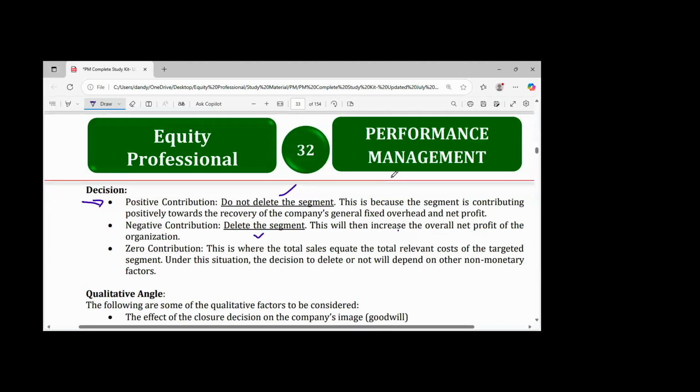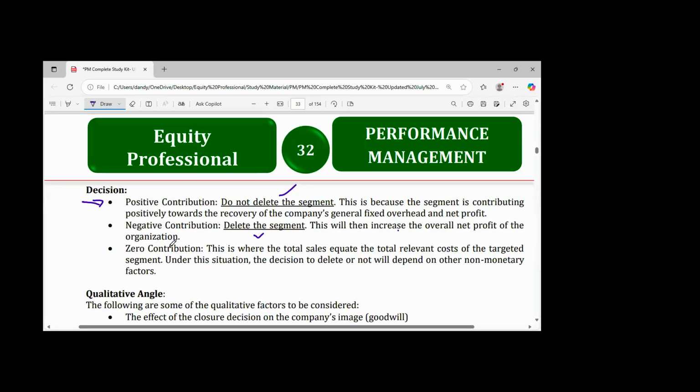All right. So like I was trying to say, under the negative contribution, your advice should be that the segment should be deleted. Of course, this is expected to now increase the total net profit of the organization, because a negative contribution will generally impair the net profits, and that's why it is better once the segment produces a negative contribution, you advise that you should delete it.